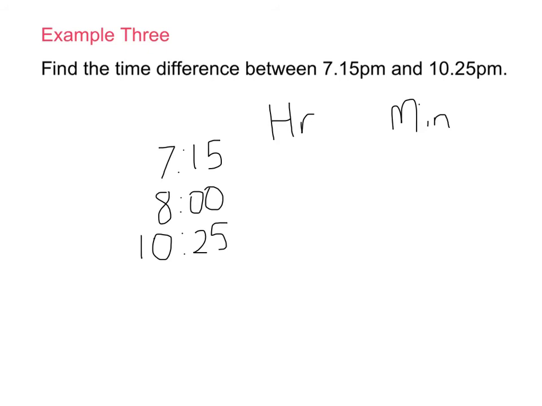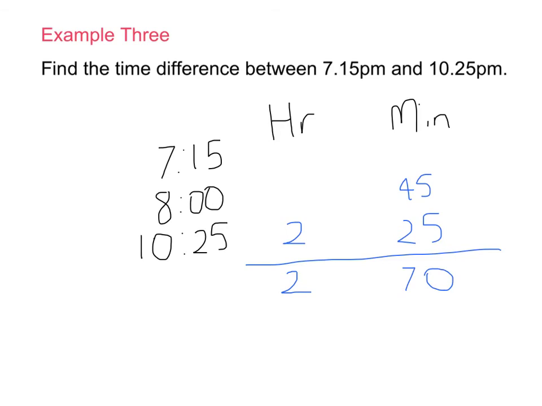So between 7:15 and 8 o'clock, there's no whole hours, but there is 45 minutes. Okay. Between 8 o'clock and 10 o'clock, there is 2 hours and 25 minutes. So look at this. So easy to work out. So we've come to an answer that between 7:15 and 10 o'clock there is 2 hours and 70 minutes.